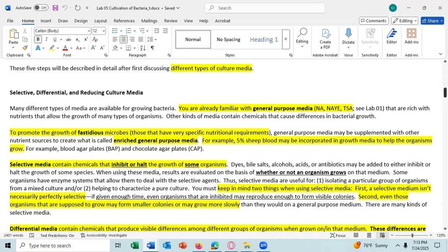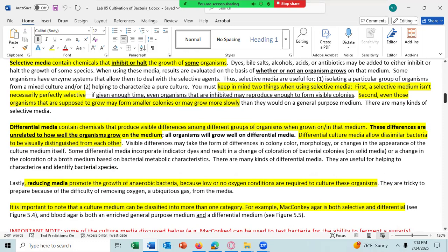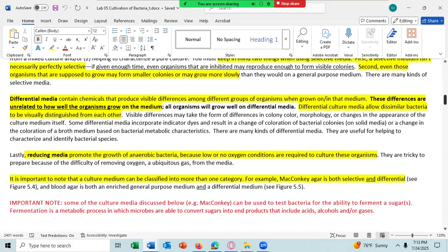We also have differential media. These media contain chemicals that produce visible differences among different groups of organisms when they're grown on the media. The differences are unrelated to how well the organism can grow on the media. Usually, the colonies or the cells will appear different when grown on the media. So the dissimilar bacteria can be visually distinguished from each other.